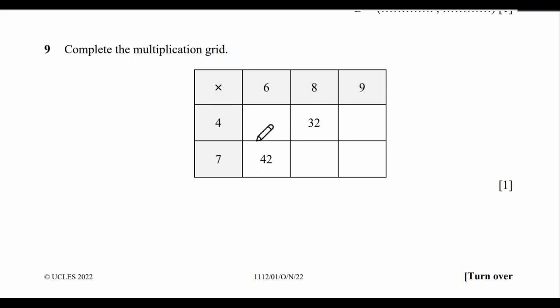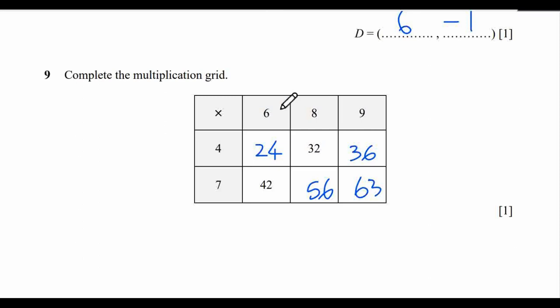Alright, let's check out the answer, guys. Here you go. So 6 times 4 is 24, 9 times 4 is 36, 7 times 8 is 56, 9 times 7 is 63. So let's move on to the next one.